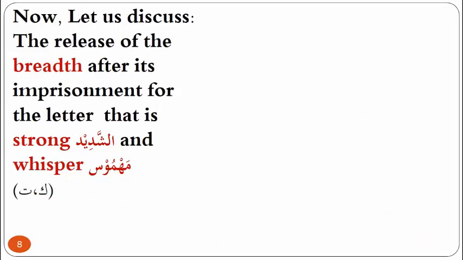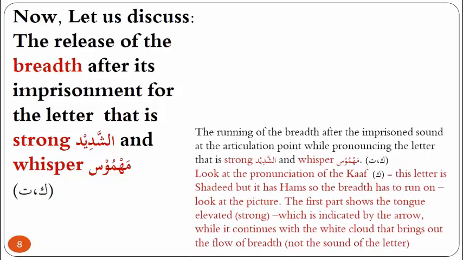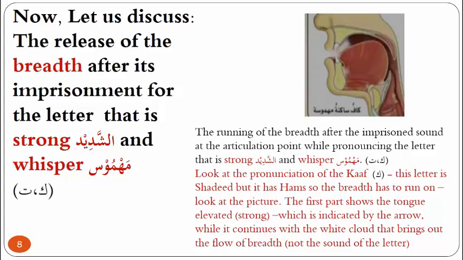Now let us discuss the release of the breath, not the sound, after its imprisonment for the letter that is strong, shadid, and has whisper, mahmus: the kaf and the ta. Notice with these two letters, it is not the sound that is released, but the breath. You don't hear a sound when it is being released. So the running of the breath after the imprisoned sound at the articulation point is for the letter that is strong, shadid, and has a whisper in it. That is for the kaf and the ta. Look at the pronunciation of the kaf. This letter is shadid, but it has hams, so the breath has to run on. Look at the picture.